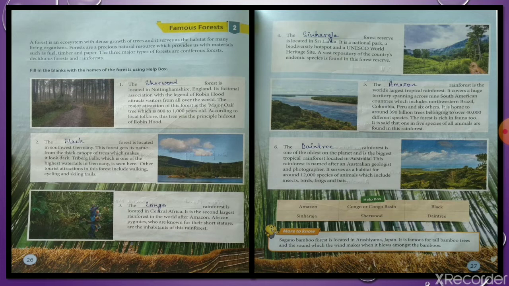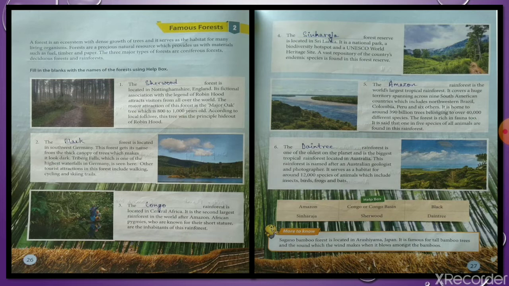Now, the next forest is located in southwest Germany. This forest gets its name from the thick canopy of the trees, which makes it look dark. Triberg Falls, which is one of the highest waterfalls in Germany, is seen here. Other tourist attractions in this forest include walking, cycling and skiing trails. So the name of the forest is Black Forest, which is located in southwest Germany.